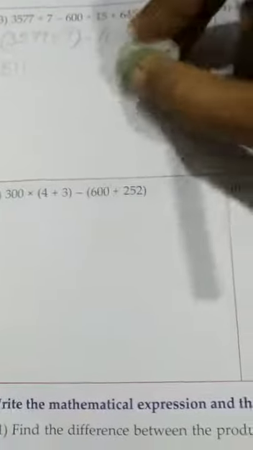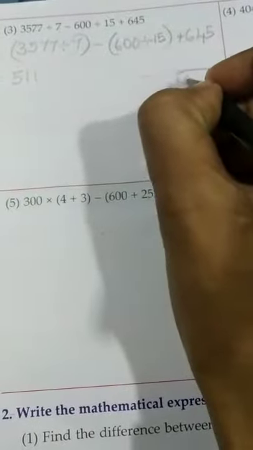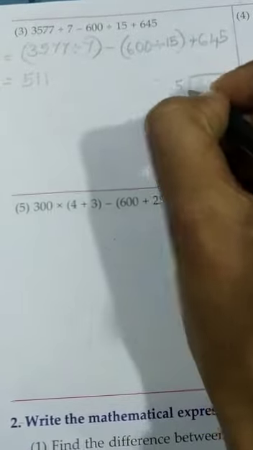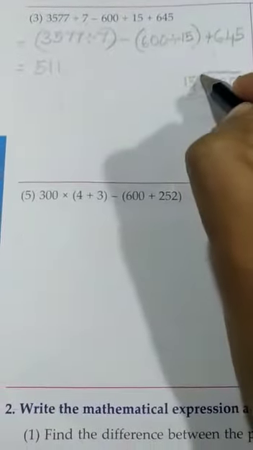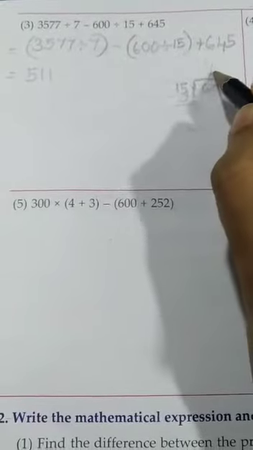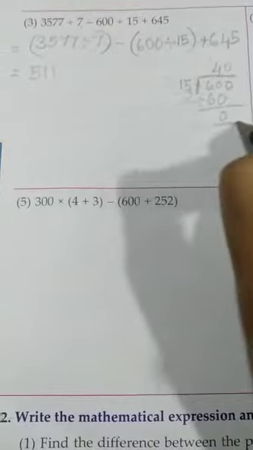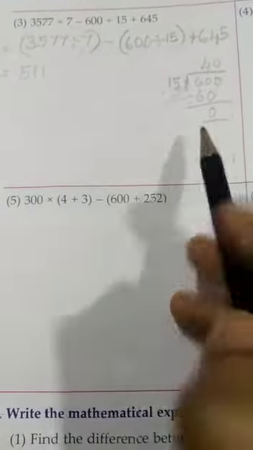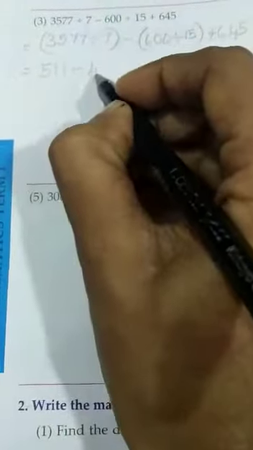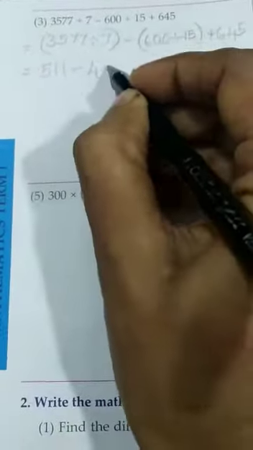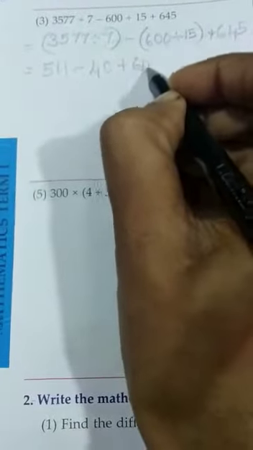Now I am going to erase it. Okay, fine, my work is done, right? Division is done. Now let us do the next division over here. What is it? 600 divided by 15. 15 into 4 is 60. I have to put a 0 here. 1 0 is remaining, that I will put here. So what did I get? I got 40. So this bracket turns out to be 511 minus 40 plus 645.